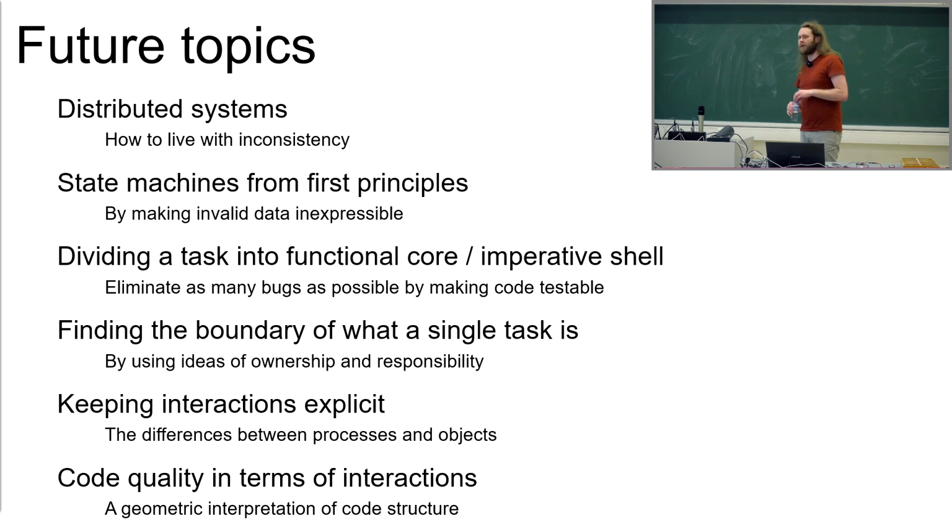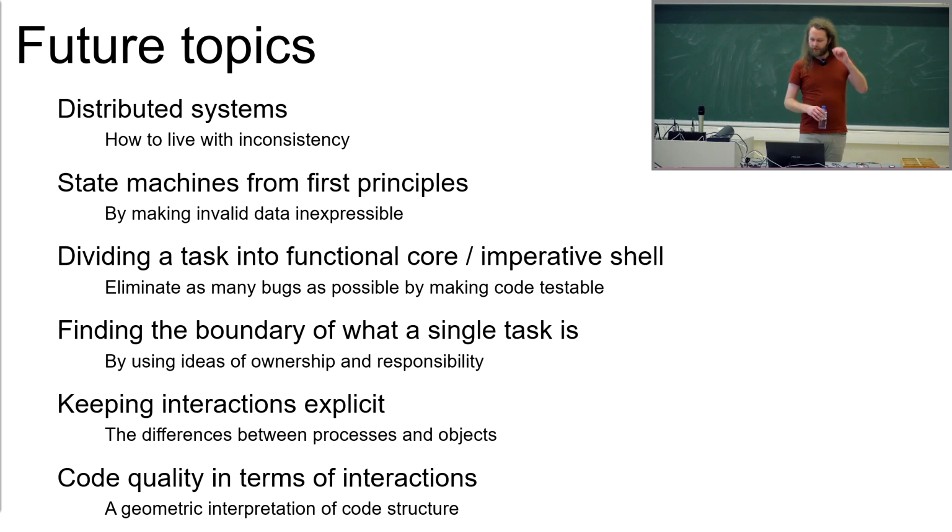We're going to use the ideas of ownership and responsibility. So what is each task responsible for, and what data does it own? And if you can figure out what data does that own, what is it uniquely responsible for modifying, then you can more easily find the divide between different tasks.